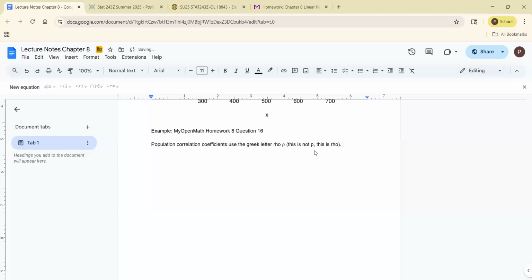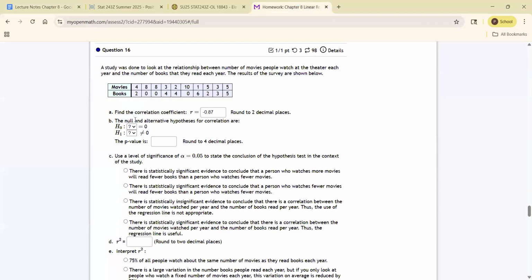So you won't see me ever asking you to interpret Greek letters. I'm going to use words like population correlation coefficient, or at the very least, I'm going to use the phonetic spelling as opposed to the Greek letter. But for this homework, our null hypothesis is that the population correlation coefficient is 0, and our alternative hypothesis is that the population correlation coefficient rho is not 0.